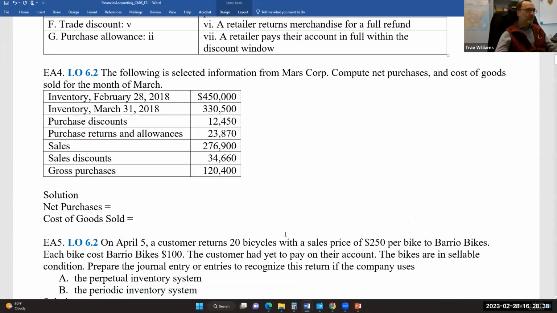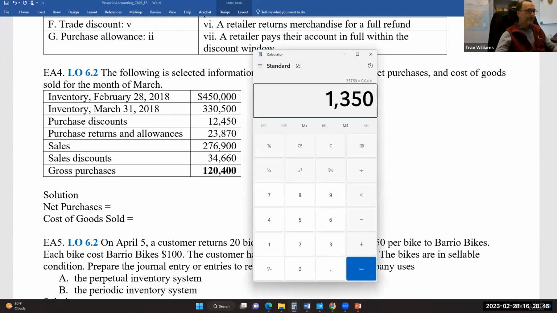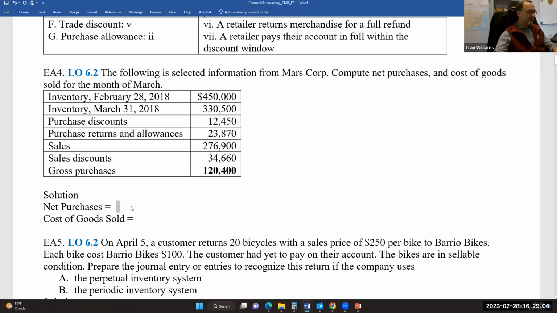So let's use those formulas here. Again, net purchases, we take our gross purchases, 120,400, minus our purchase discounts of 12,450, and then minus our purchase returns and allowances, which are grouped together in one account. And we end up with 84,080 as our net purchases. Okay.